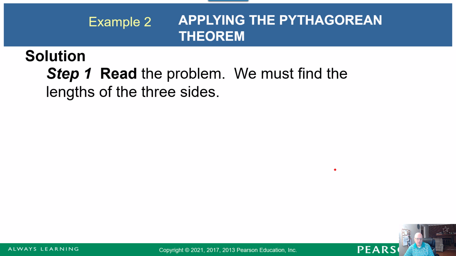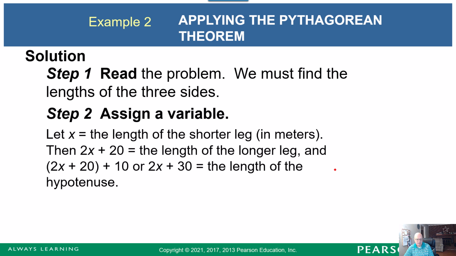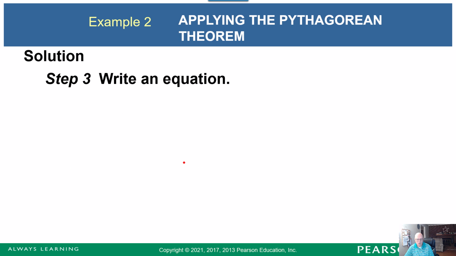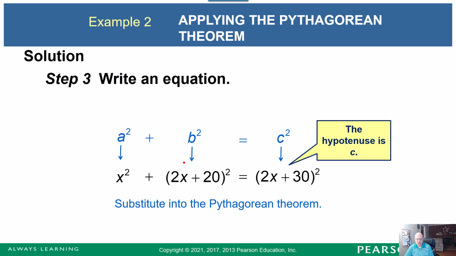So you read the problem. You've got the lengths of the three sides. You assign a variable. X is what you're going to use, and you're going to assign a representation for the other leg and for the length of the hypotenuse. Those are your three. And there you've got a picture, a little bit better than the one I had. Now write the equation using a squared plus b squared equals c squared, and put our expressions in there.